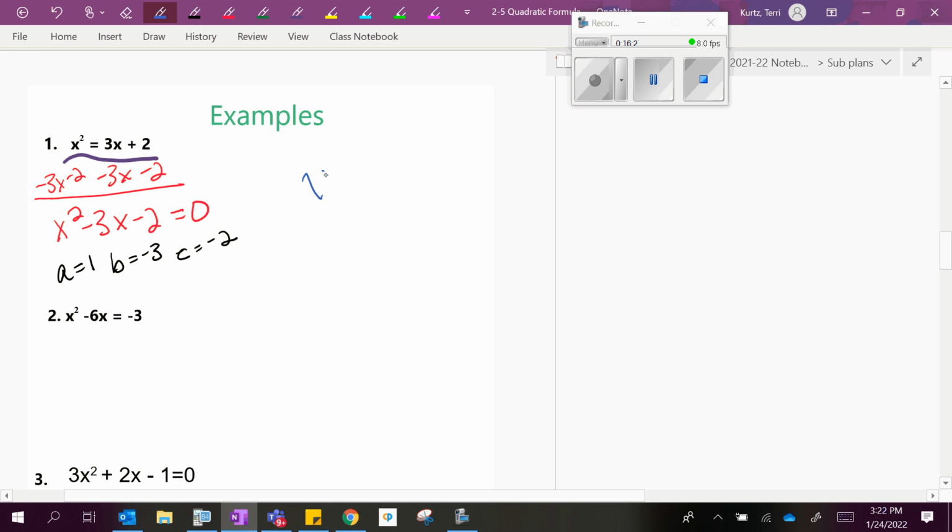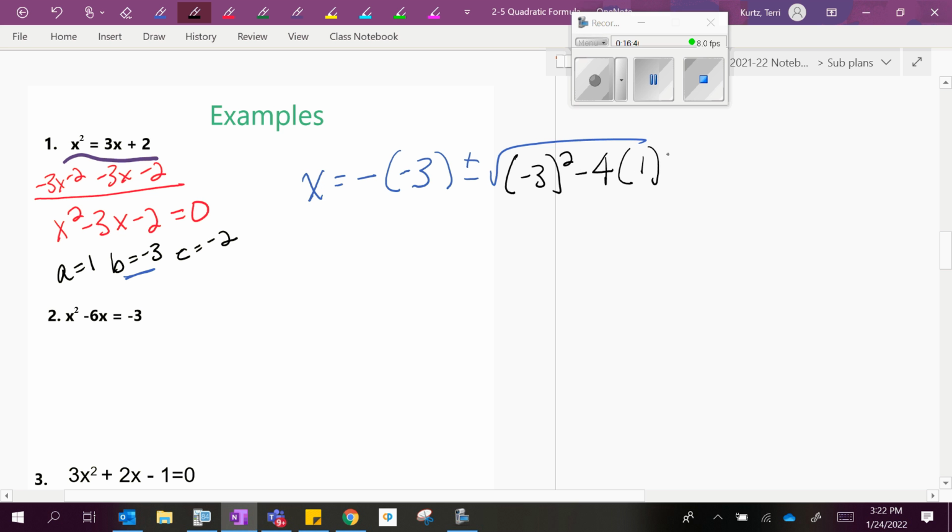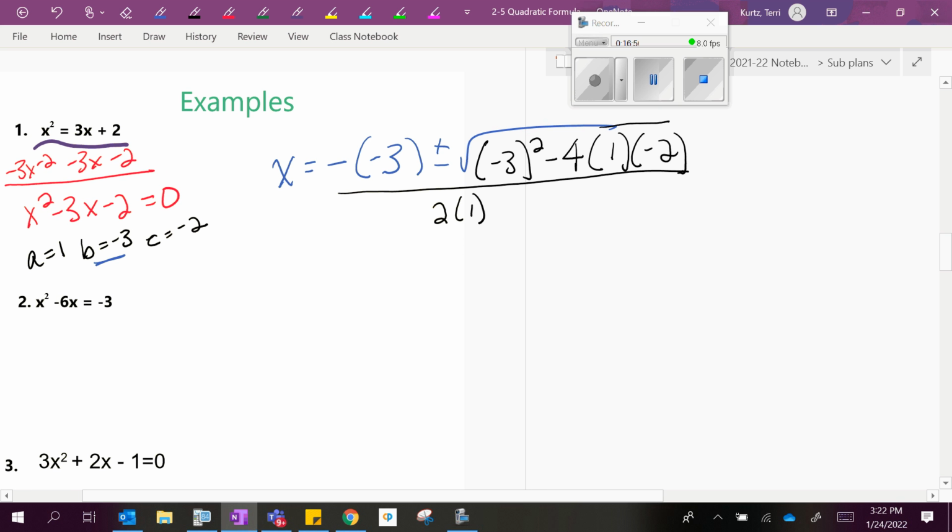Now I'm going to plug it in. X equals negative B. B is -3, so I'm going to say -3 plus or minus the square root of B squared minus 4AC, all over 2A. So again, I've set it up. I want you to check your work, make sure you agree with that.